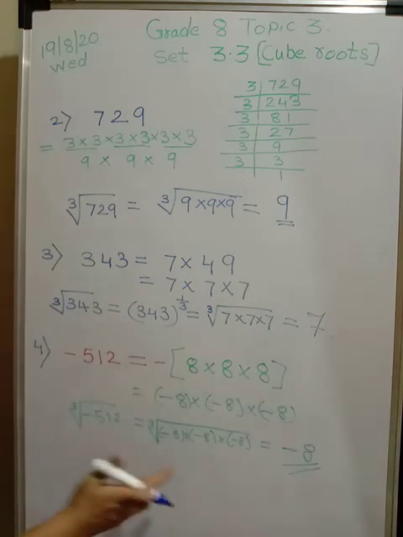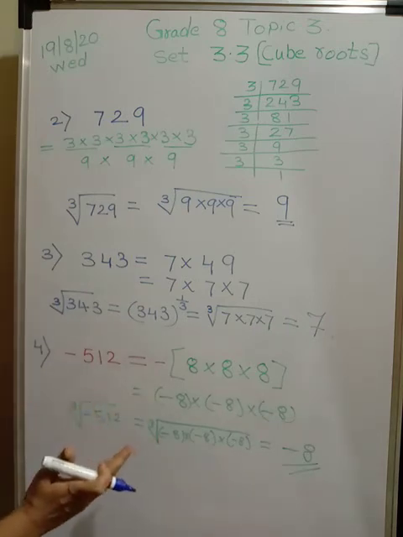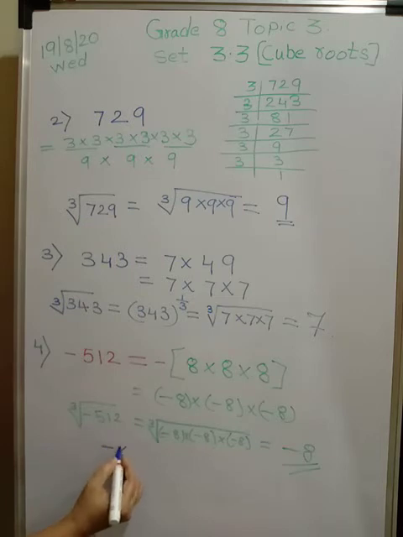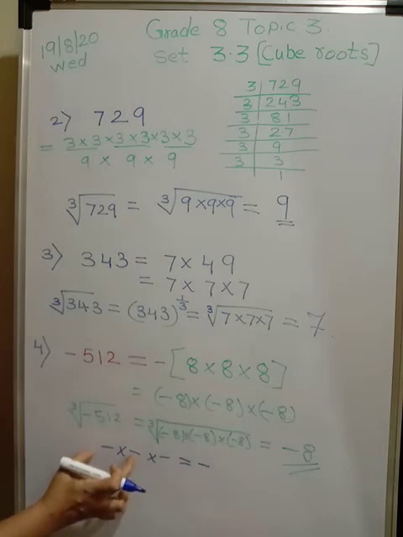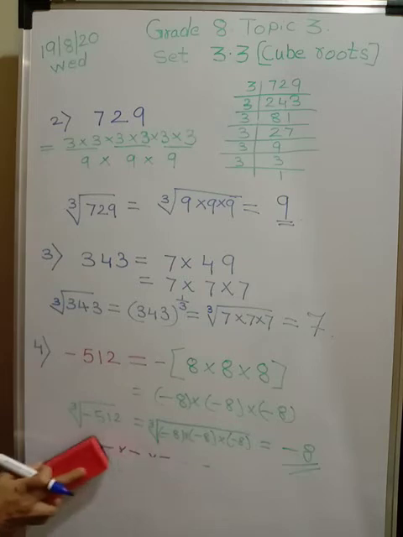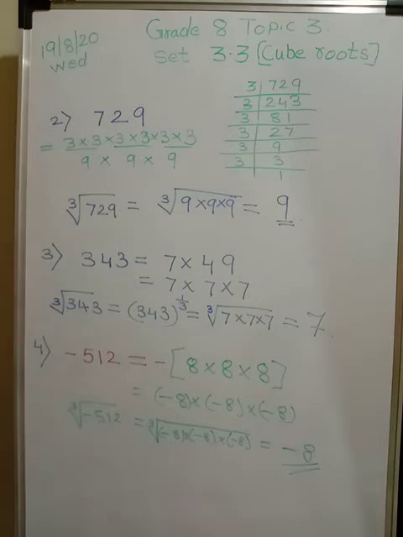Please remember students, if it is multiplied 3 times, then minus into minus into minus will give you minus, for odd numbers. Minus into minus will give you plus, but plus into minus again becomes minus. So cube root of negative numbers will have a minus sign. Please remember this. So your answer is minus 8. Now let's go to the next problem.